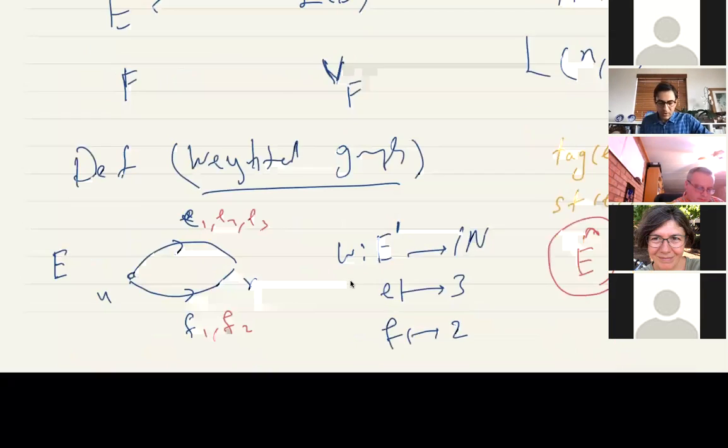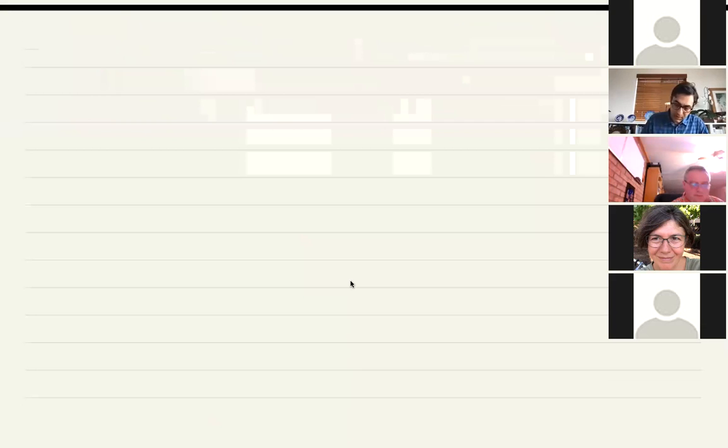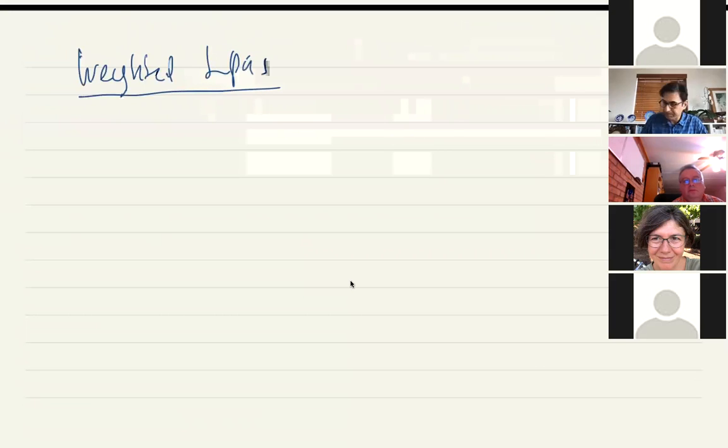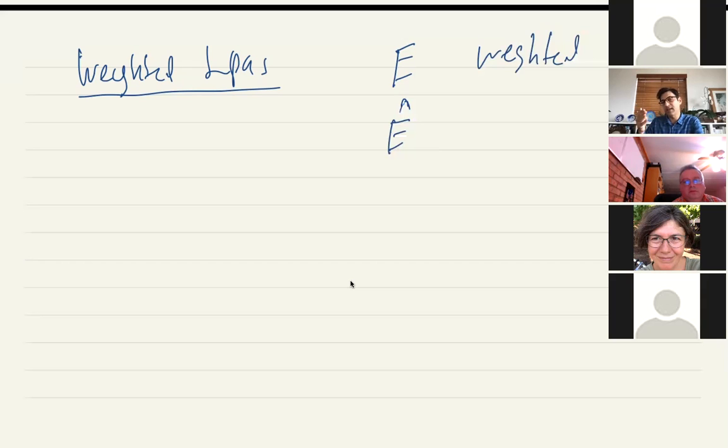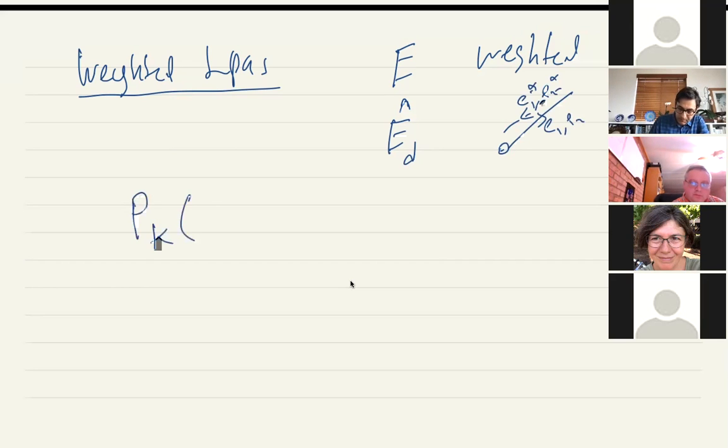Okay. Now, what is the weighted Leavitt path algebra, very quickly? Okay, so you start with E, which is weighted. You get this E hat, so if E has weight 3, I get E1, E2, and E3 all in there. And then I get the double of that. Remember the double? So if you had E, I get the E star back. So if you had E1 and E2, I get E1 star and E2 star going back. Now, the usual thing, you get the path algebra over this one.